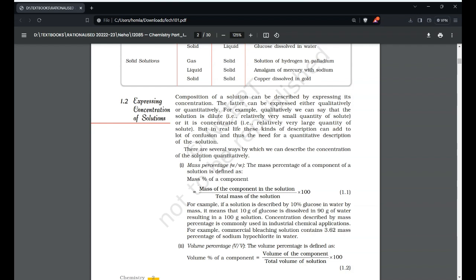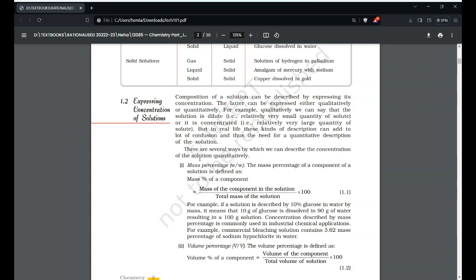But in real life, these kinds of descriptions can add to a lot of confusion. Thus, the need of quantitative description of solution. So basically, we know the whole थिंग कि डाइल्यूट है, concentrated है, but then again I think according to these people that is very complicated, confusing, not for me though. Like I think इससे ज़्यादा तो यही confusing है, but sure if they say so.